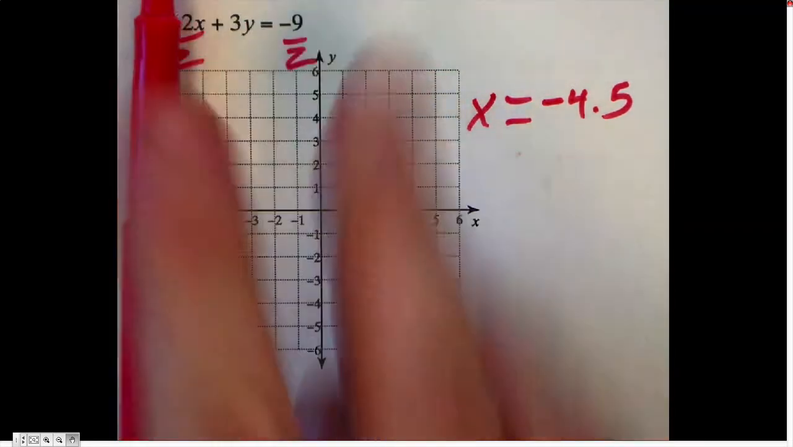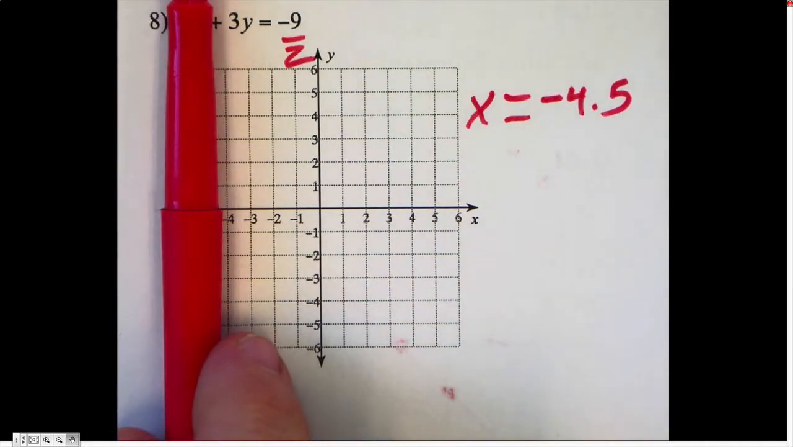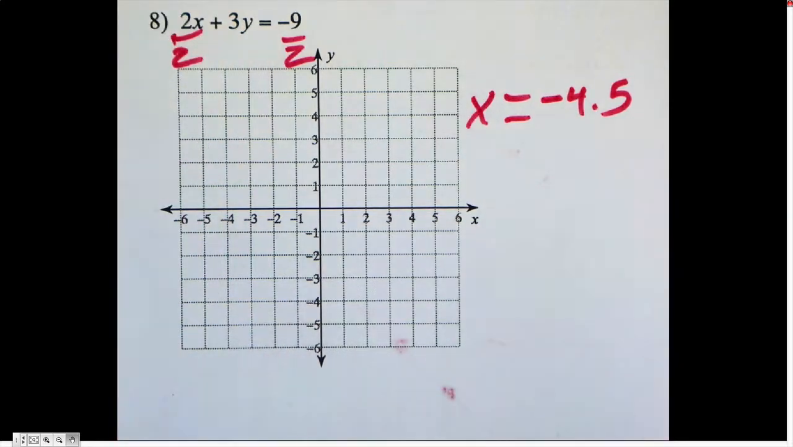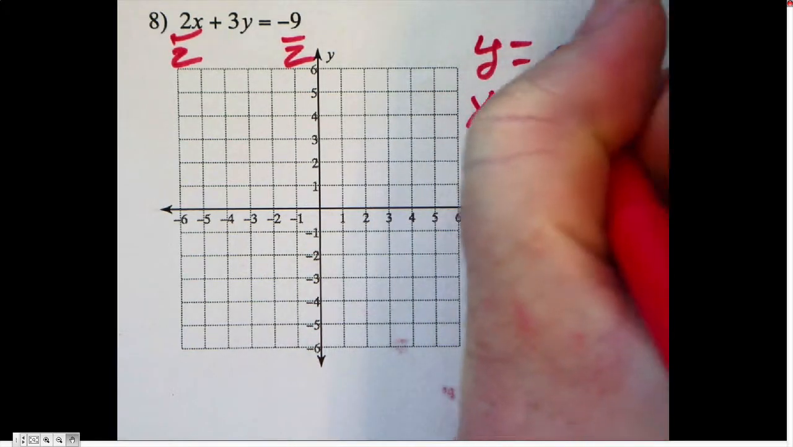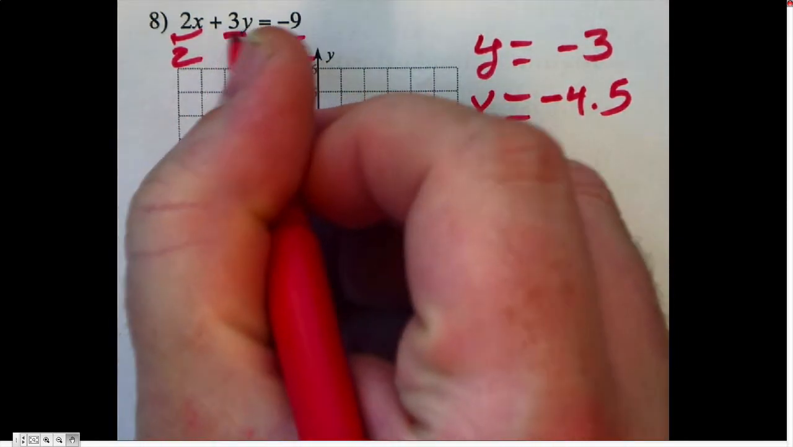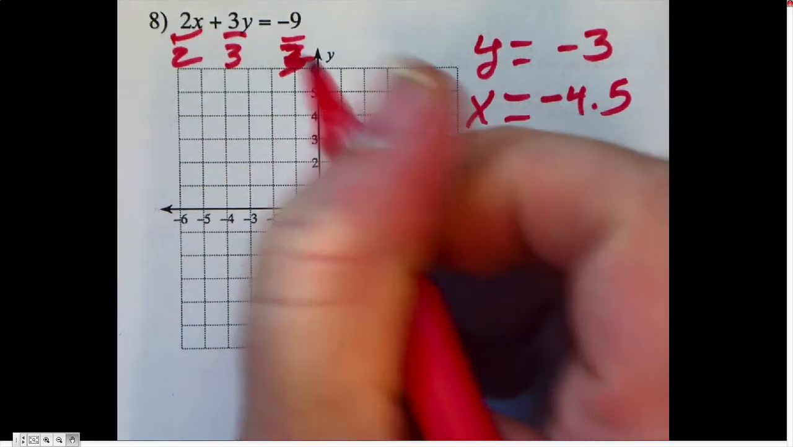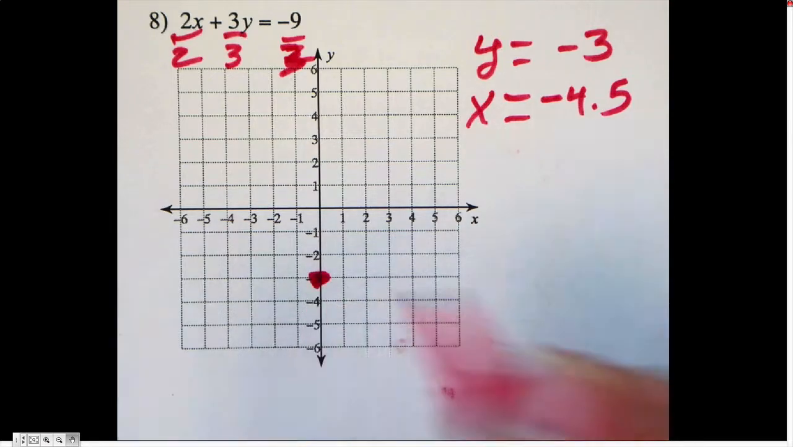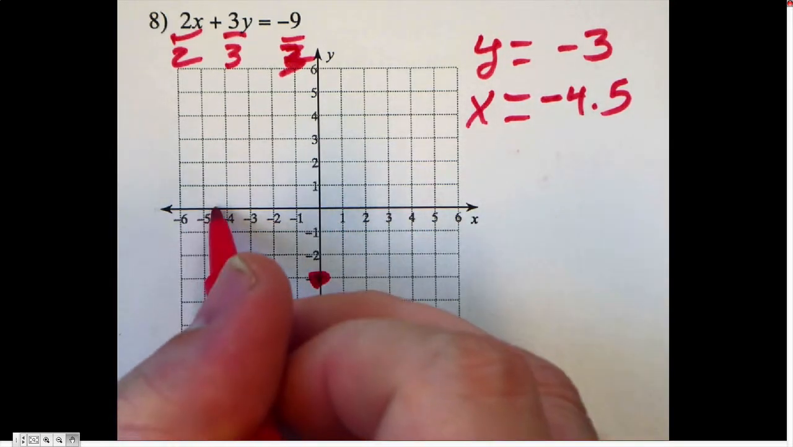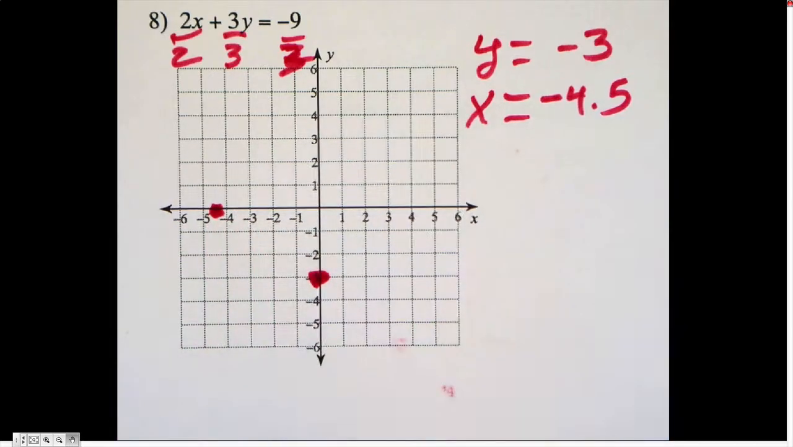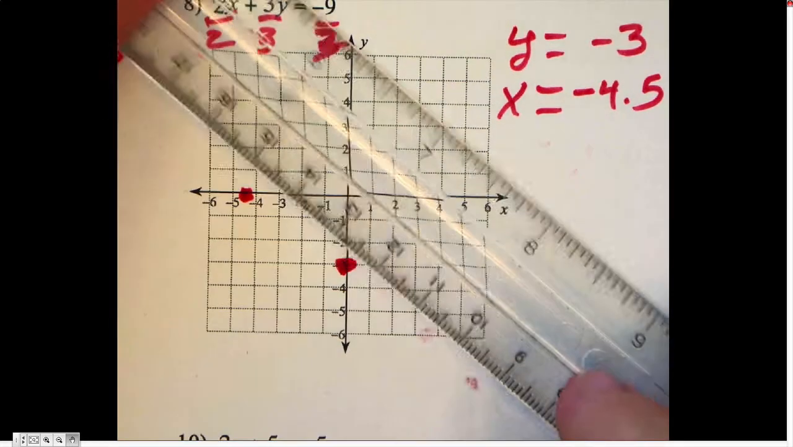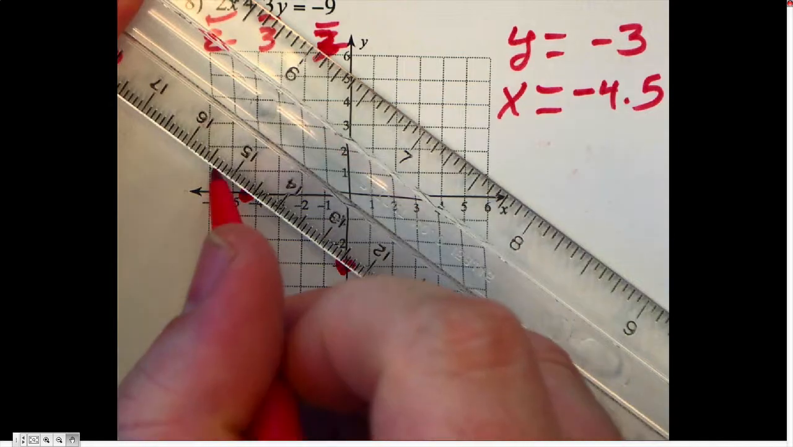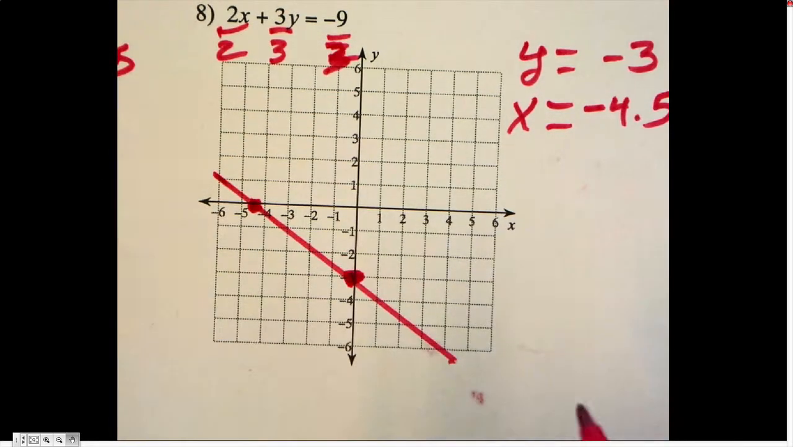Now let's cover up the x. And we see 3y equals negative 9. So we divide by 3 both sides, and we see that y is negative 3. Because we're just saying, okay, we're going to divide by 3, negative 9 divided by 3 is negative 3. So y is negative 3, and x is negative 4.5. So we're just going to go through and put that there.